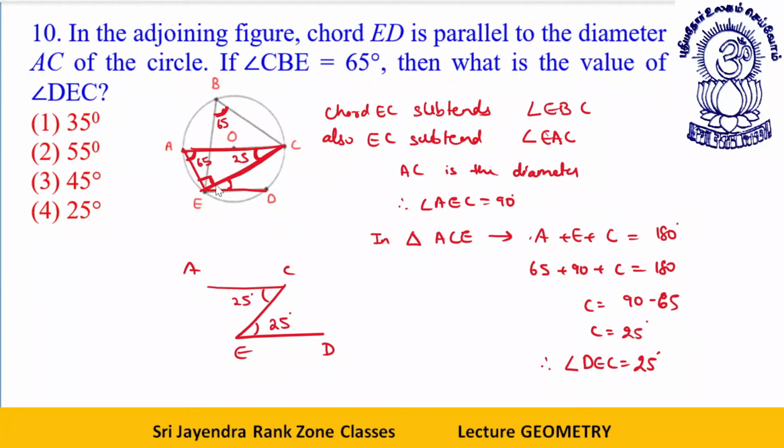This forms a Z shape, which means these are alternate interior angles. You required this angle, so this angle comes out to be equal to this, that is 25 degrees.